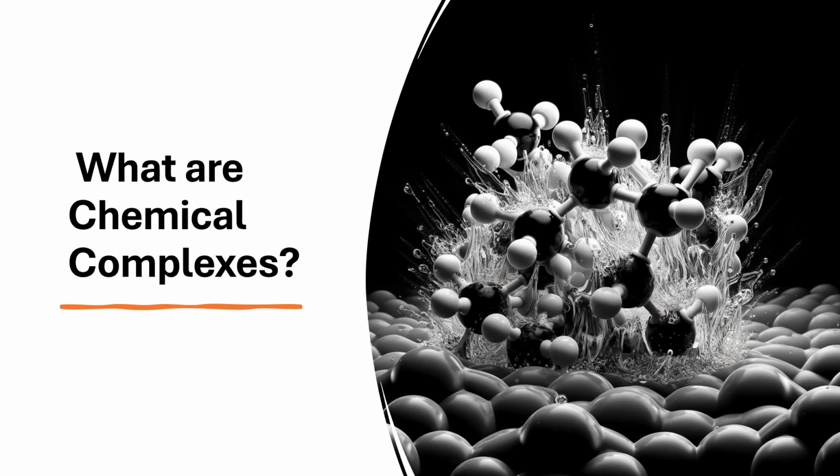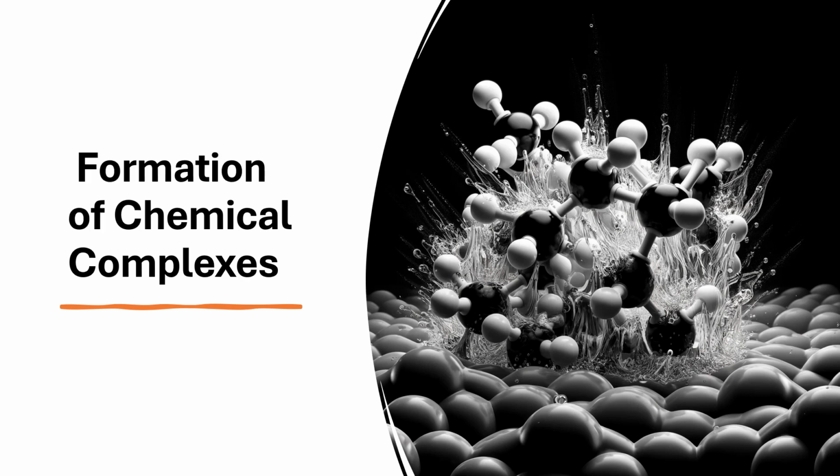What are chemical complexes? Chemical complexes, often called coordination compounds, consist of a central atom, metal, or ion bonded to surrounding groups of molecules called ligands. These ligands can be neutral molecules like water or ammonia, or ions like chloride or hydroxide.